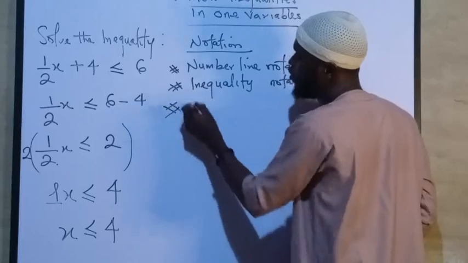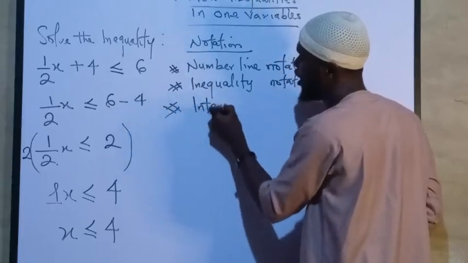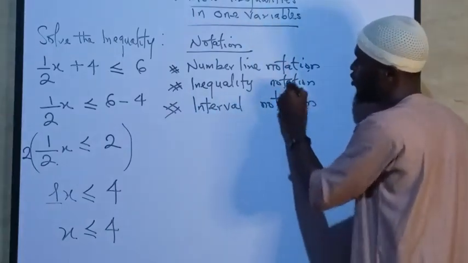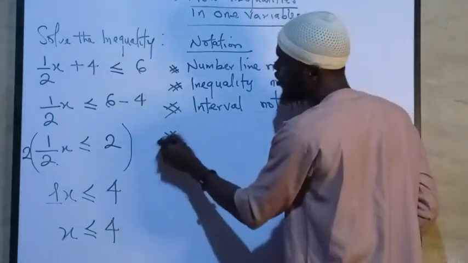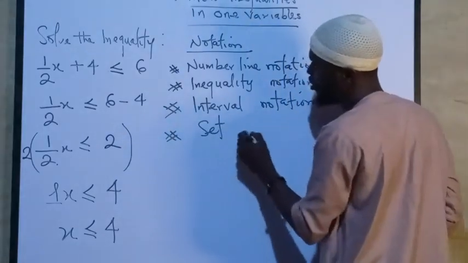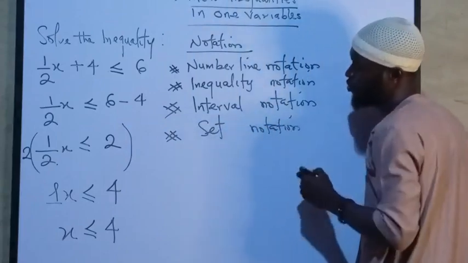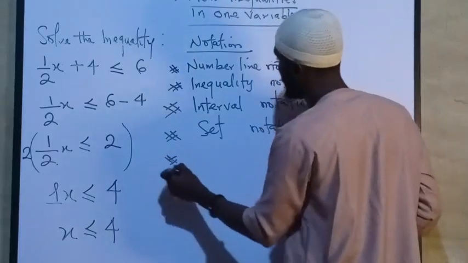Number 3, we have what? Interval notation. Interval what? Notation. We also have what? Set notation. Set what? Set notation. And we also have what?